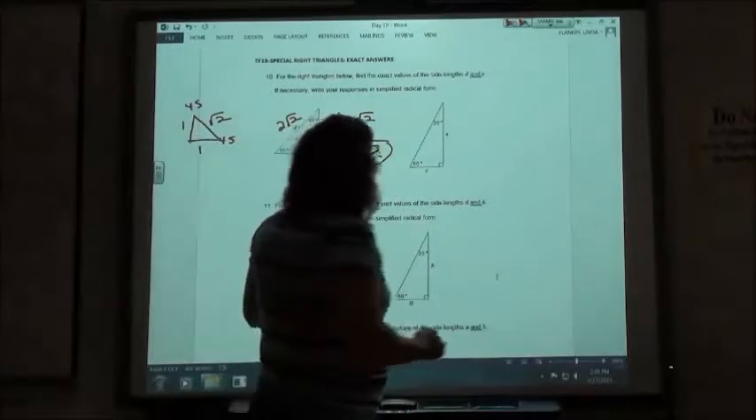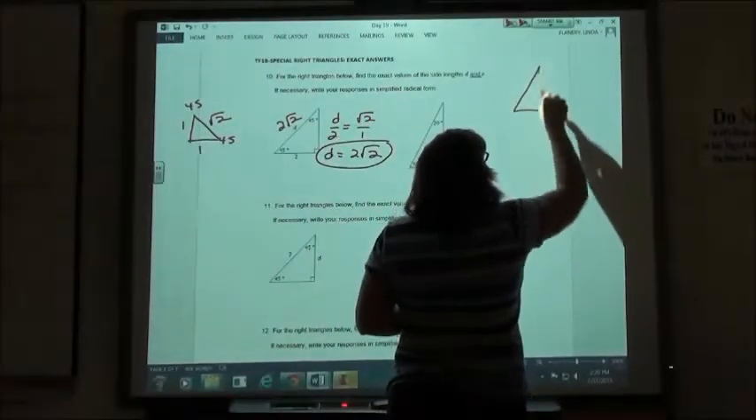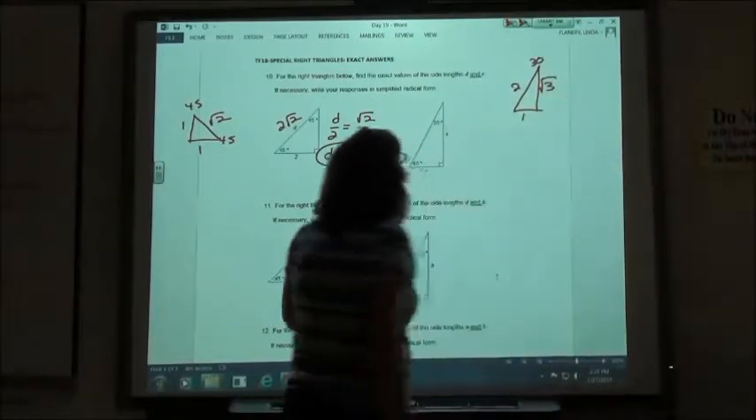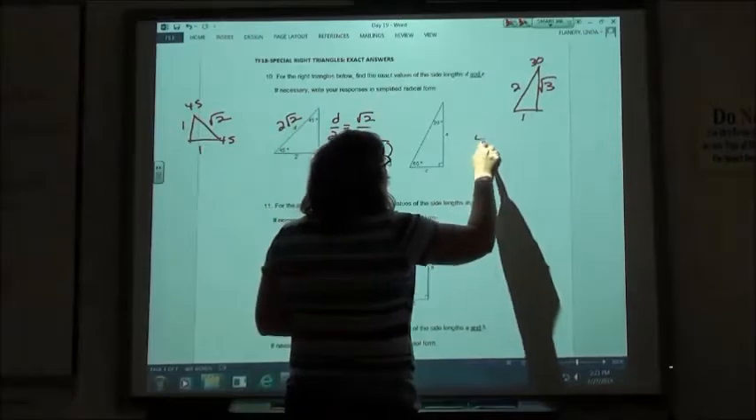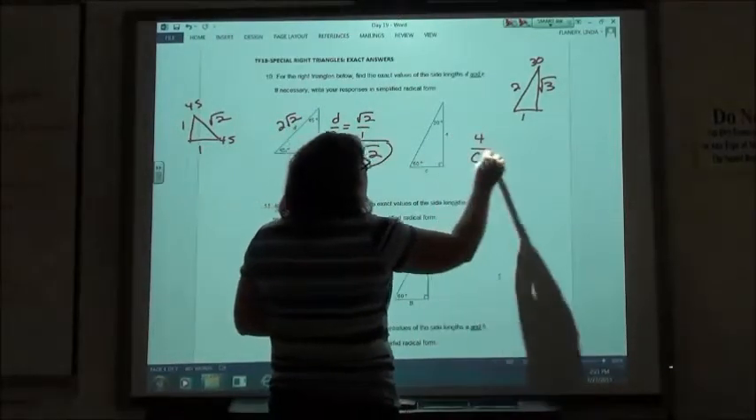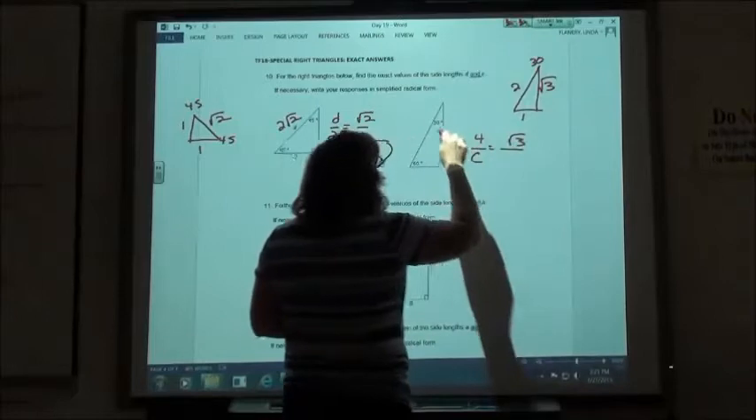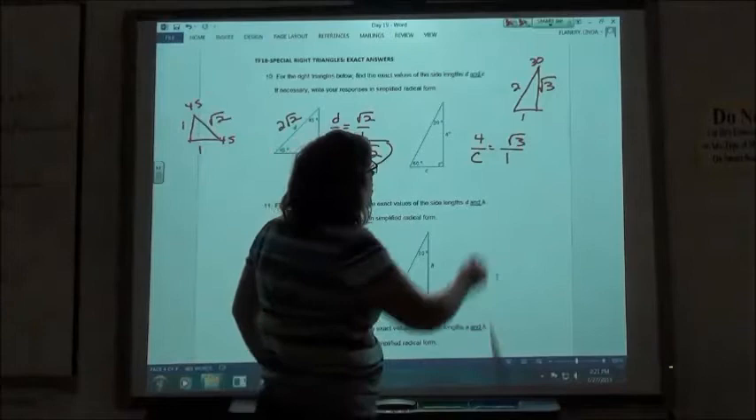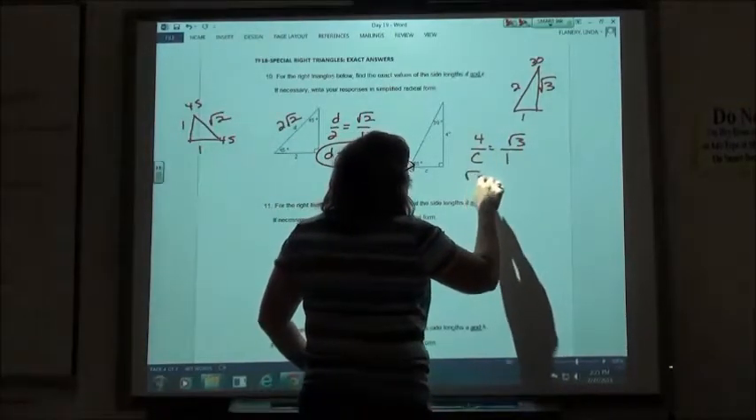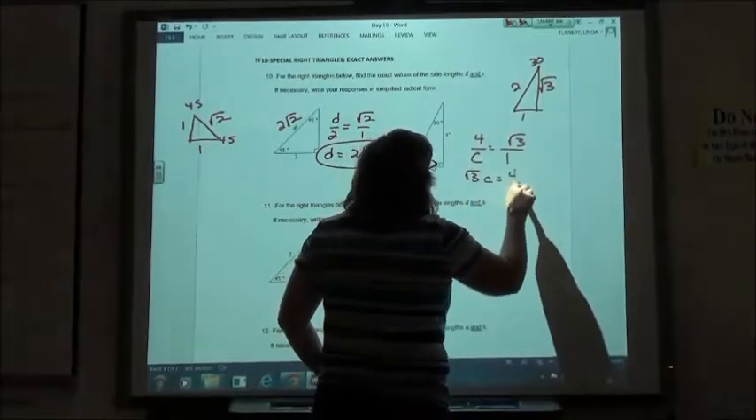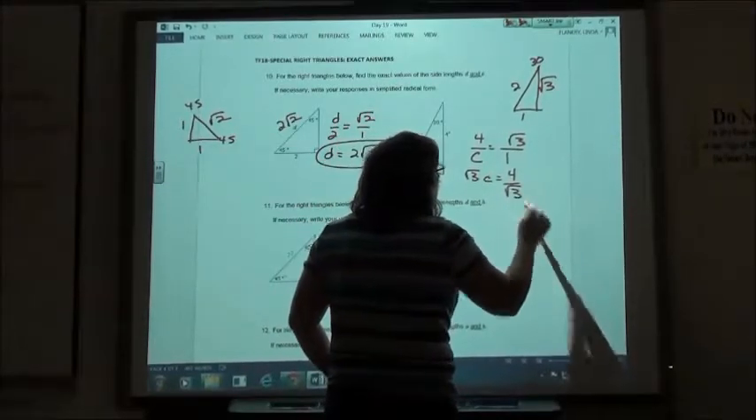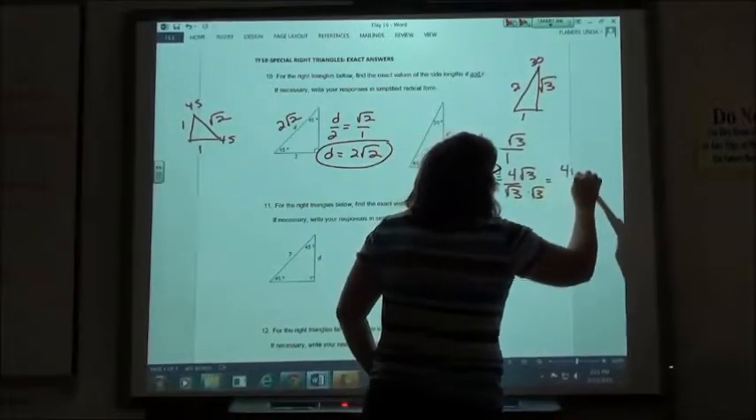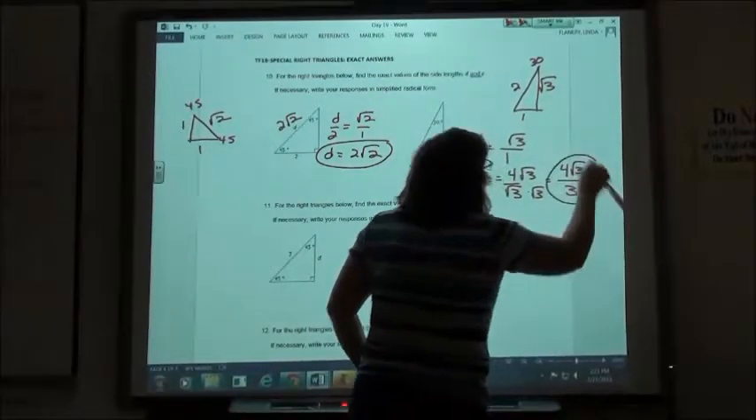Over here we've got that 30, 60, 90 triangle. And we know that the one opposite the 30 is 1, the hypotenuse is 2, and the other one is square root of 3. So we have 4 over c equals the square root of 3 over 1. Right? We have that one side and that side. So cross multiplying, we would get square root of 3c equals 4. We then end up dividing by the square root of 3, and so when we rationalize, we get 4 square root of 3 over 3 for our missing side.